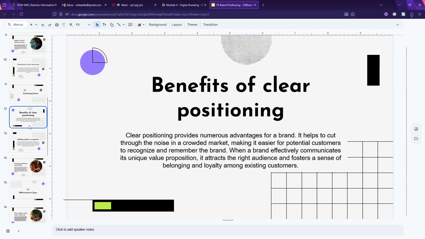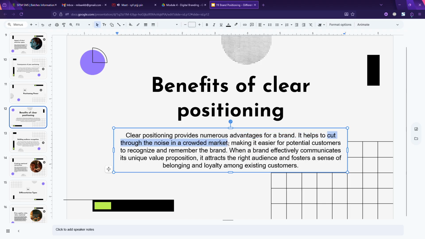So, benefits of clear positioning. Clear positioning helps cut through the noise in a crowded market. You are not only seen, but you create a separation, an individuality. You create a trait that this brand is different, making it easier for potential customers to recognize and remember the brand.